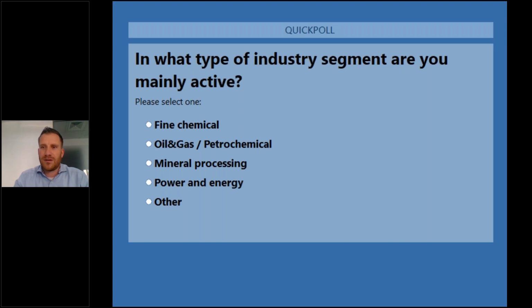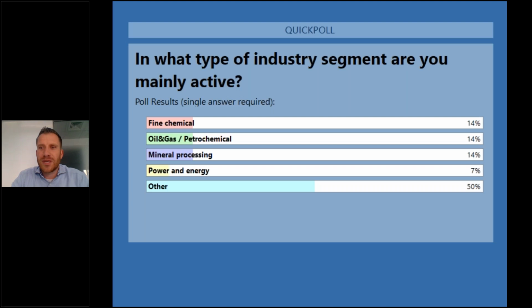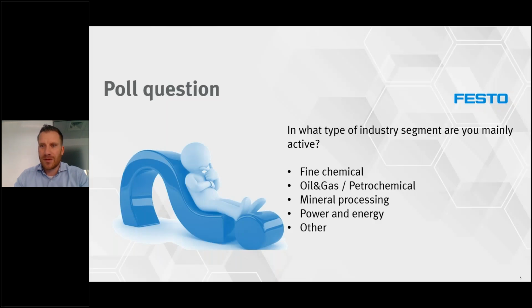Let's check. It's a really interesting focus we see between the fine chemical, oil and gas, and mineral processing segments, all around 14 to 15%, and 50% on other industry segments. So again, as a small reminder, please feel free to come up with your questions and to not only consider this presentation for the industry segments mentioned.